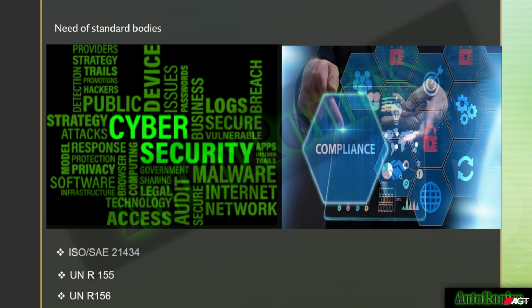The overall goal of this standard is to provide a comprehensive guideline for automotive developers which will help them cover cybersecurity topics throughout the whole development lifecycle and make sure that the entire supply chain is covered. That too.